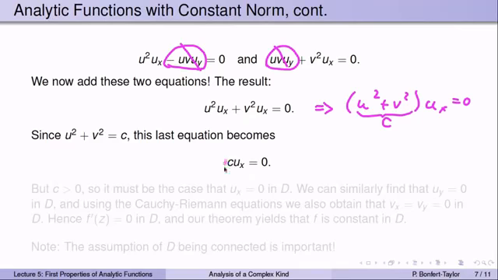But c is a non-zero number. In fact, we showed it's positive. The product of two numbers can only be 0 if one of the two factors is 0, which means ux must be 0 throughout D. You can do a similar calculation by using different substitutions, multiplying with different numbers, and find that uy is also equal to 0 in D.